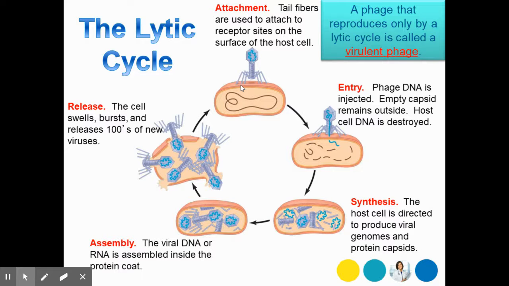Number 2, entry. Phage DNA or RNA is injected. The empty capsid remains outside. The host cell DNA is destroyed. So the cell is going to die anyway because now it has no DNA of its own, but it has the blue viral DNA or RNA.